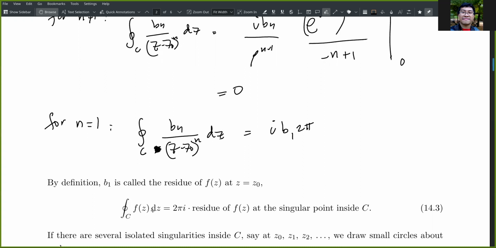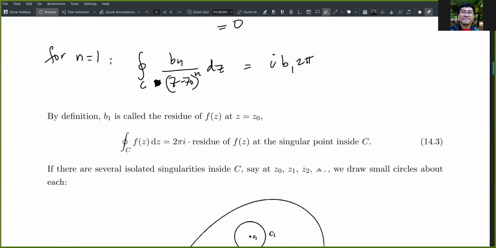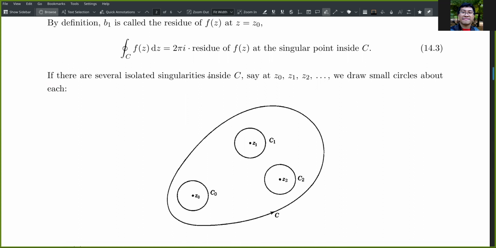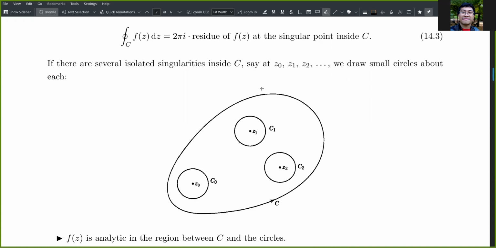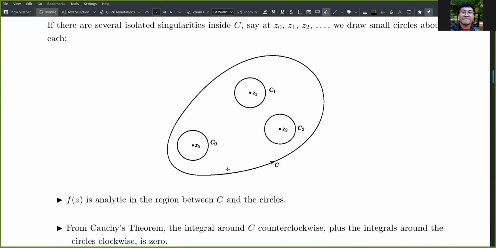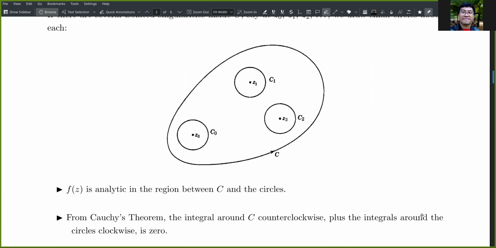So the integral of f(z) dz is equal to 2 pi i times the residue b_1 at the singular point inside C. If there are many isolated singularities, say z0, z1, z2, and many more, we draw small circles about each. f(z) is analytic in the region between C and the circles, but not inside each circle. So from Cauchy's theorem, the integral counterclockwise plus the integrals around the circles clockwise is 0.